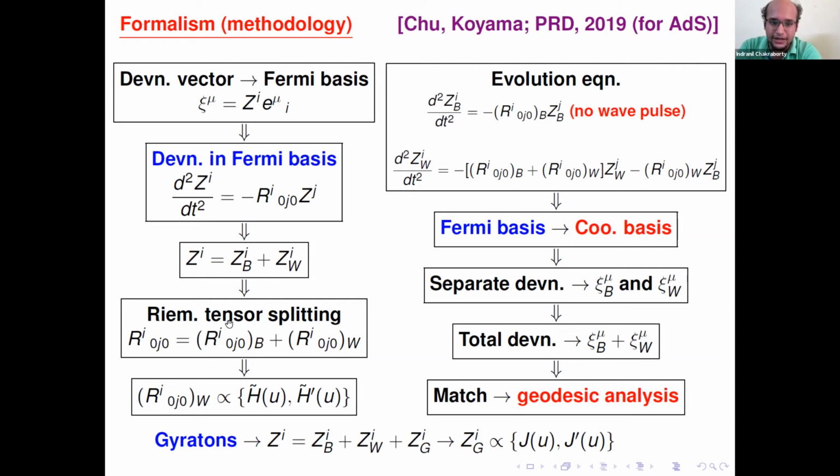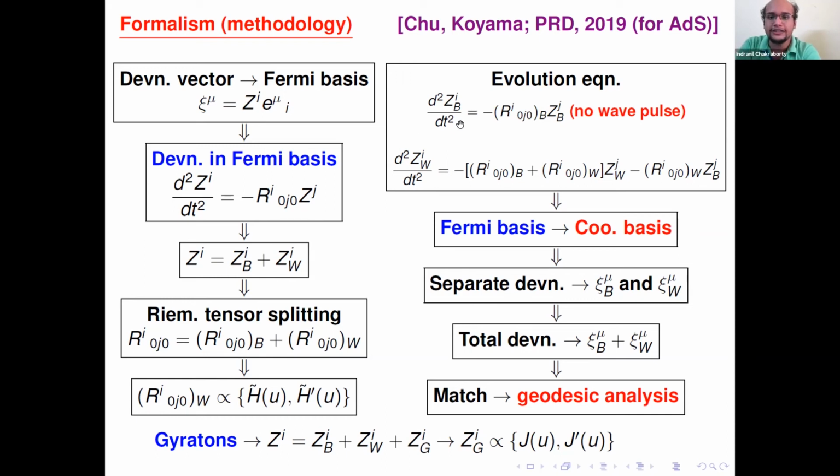You can also split the Riemann tensor into its background and wave parts. How do you decompose it? The Riemann tensor for the wave part will contain terms which are proportional to h tilde, that is the pulse profile or its derivative. After doing all this splitting, you substitute it into this equation for the Fermi basis deviation, and you get two separate equations, one for the background and another for the wave. The background evolution is when there is no pulse.